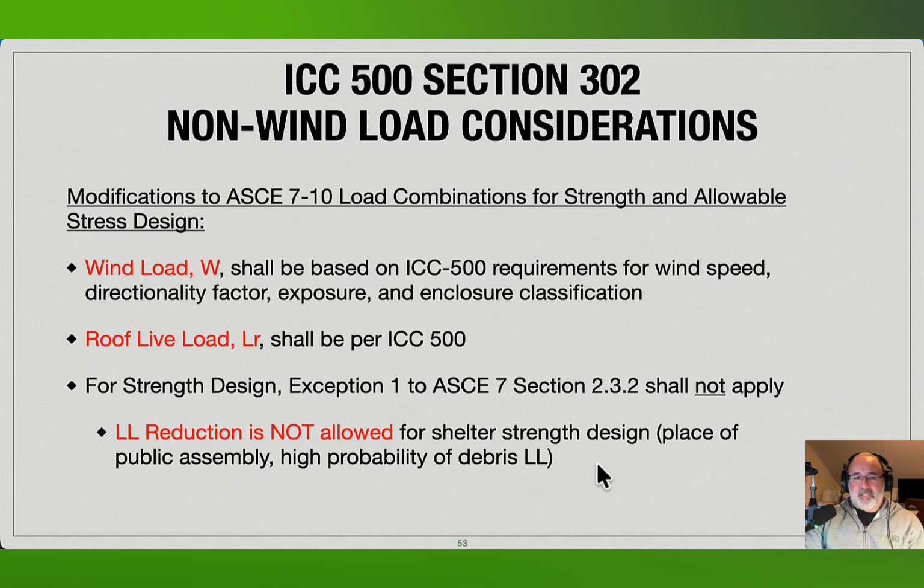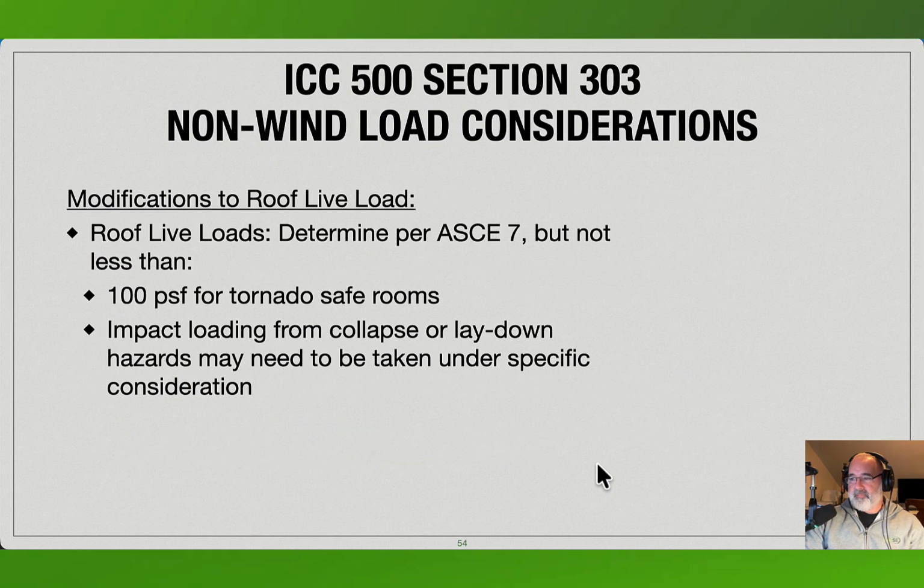Some other modifications: ASCE wind load shall be based on ICC 500 requirements for wind speed. Again, we have modifications to roof live load per ICC 500. And then for strength design, we want to make sure that we consider that live load reduction is not allowed for a storm shelter design. Place of assembly, probably high amounts of debris live load that could be on a building. Other roof live load modifications, we want to make sure that it's 100 PSF for tornado safe rooms. So we have 100 PSF live load that we have to consider.